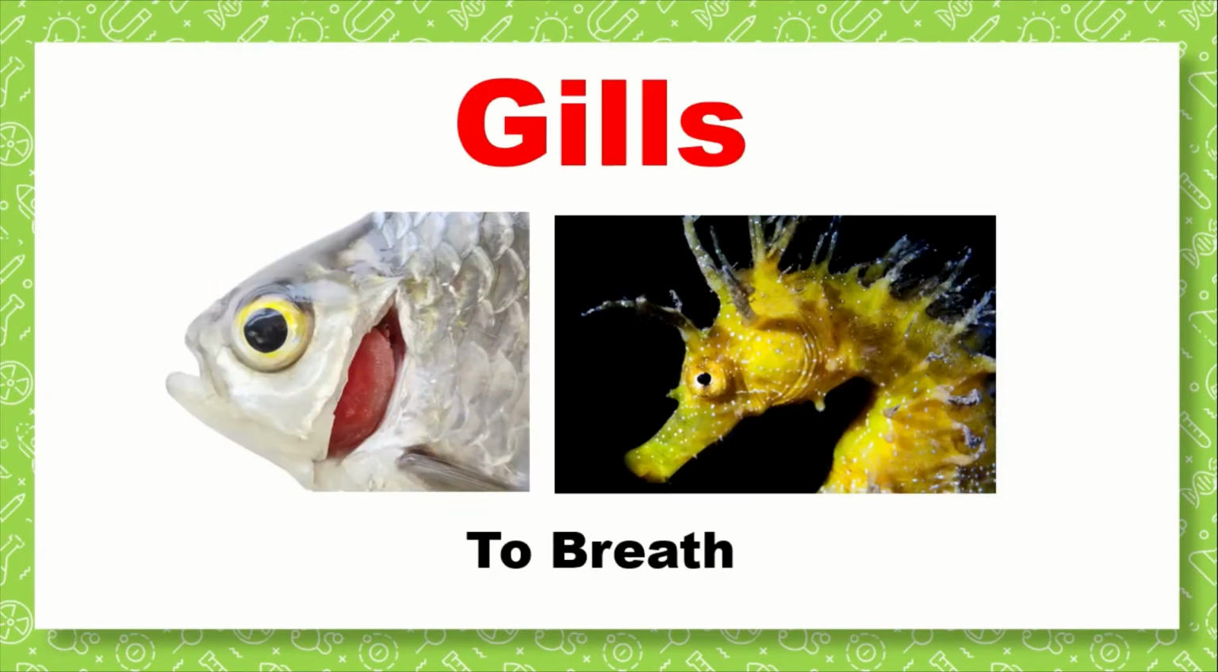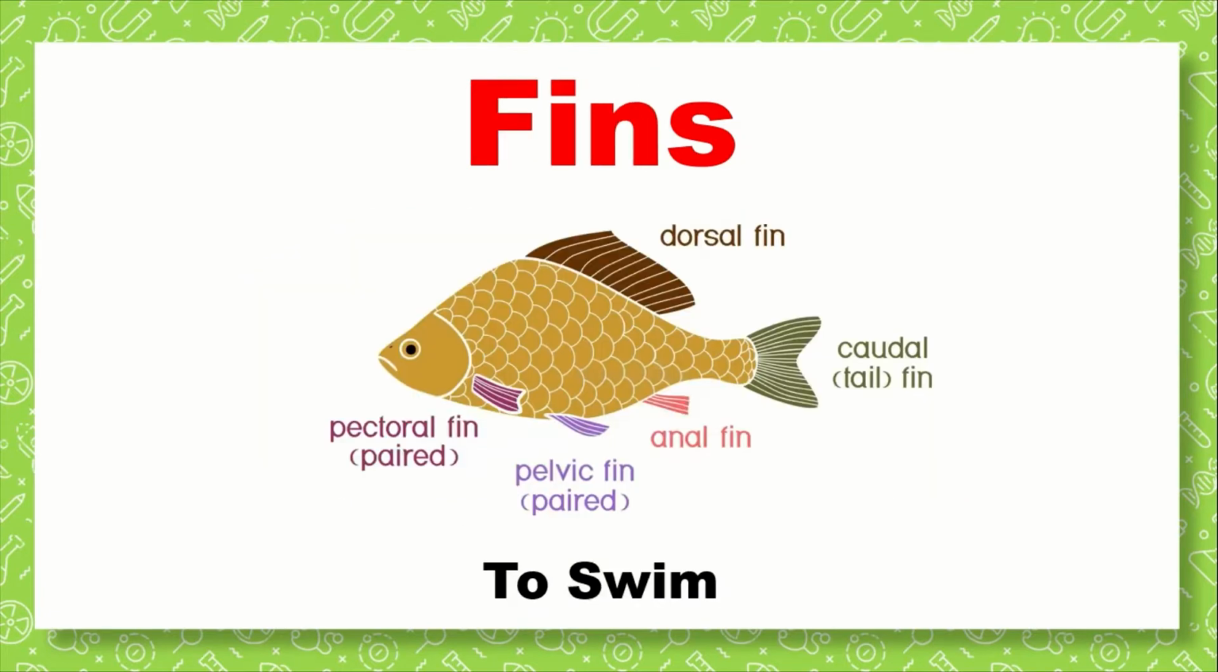They need gills to breathe. Animals in the ocean need gills to breathe. They also need fins to swim. Fins are like arms and legs for the fish. Fish have a lot of fins.